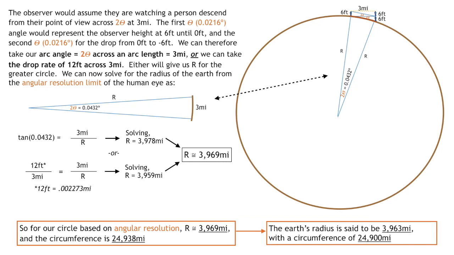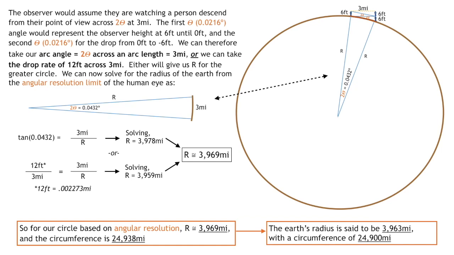So we can therefore take our arc angle of 2 theta across an arc length of 3 miles, or we can take the drop rate of 12 feet across 3 miles. Either will give us r for the greater circle. We can now solve for the radius of Earth from the angular resolution limit of the eye as our segment here with r along the radius, or along the one aspect of the triangle, and 3 miles as our opposite end, and the angle being across 2 theta, which is 0.0432 degrees. That will give us one number, and the alternative is to use the ratio of 12 foot over 3 miles is equal to 3 miles over r.